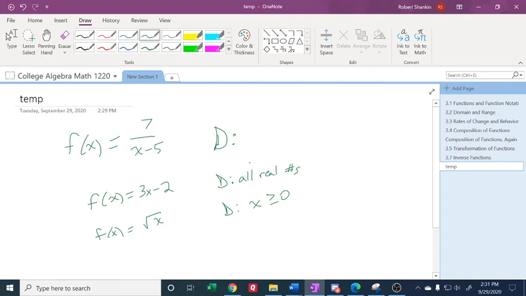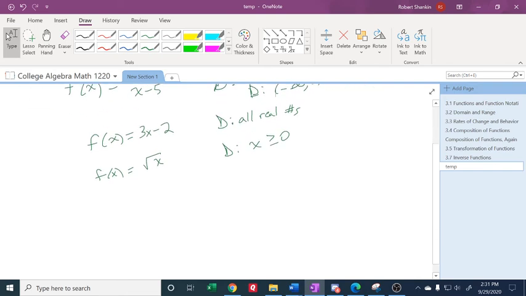We're too choppy. I can't hear you. Say that again. Is it that the denominator cannot equal 0? That is correct. What x would cause this denominator to be 0? 5. So what's the domain? X cannot equal 5. And if you were writing it in interval notation, it would look like this. All right? Okay.